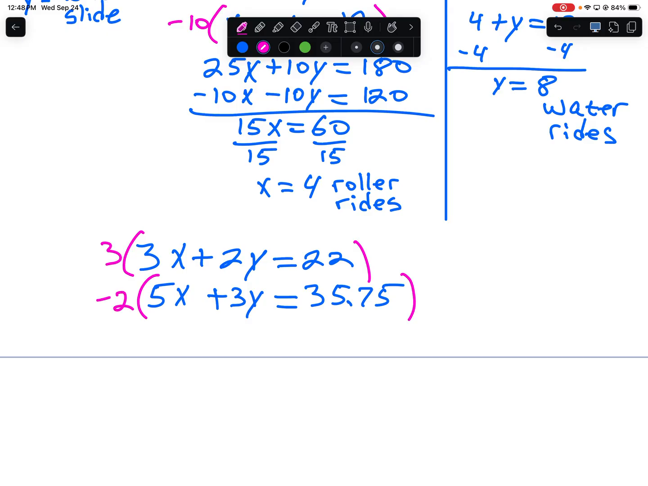You see why I did that? So I look down here, I'm trying to get rid of y's. So I have a 3 here, so I write a 3 up top. And then when I multiply this, I'm going to get positive 6 for y. Okay, and then I see a 2 here, so I make it negative. So I get 6y here and negative 6y here. Then they'll cancel, right?